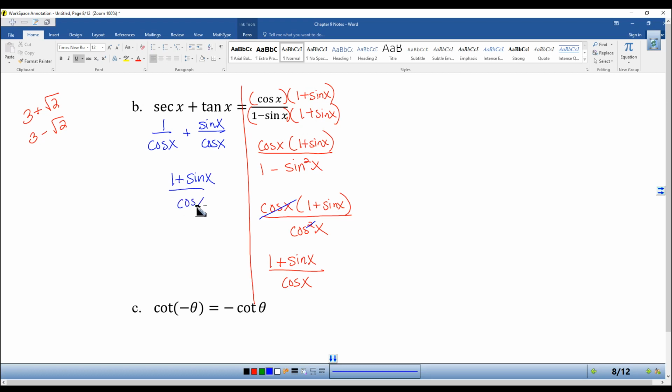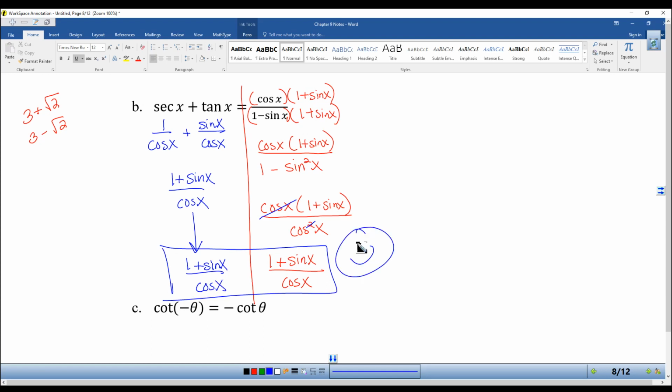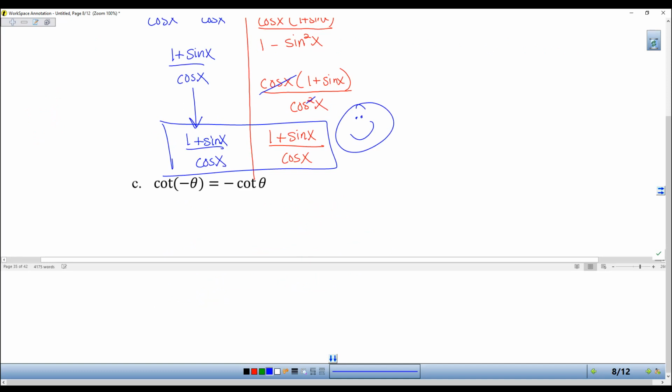My point is going to be that it doesn't matter at what point you get these two to look the same. If at any point side A looks like side B, you're done. So it's not that you have to take side B and always make it look like side A or always get side A to look like side B. This is another option. All right, letter C. So I see a cotangent. I always change things to sines and cosines. So I'm going to change this to cosine of negative theta over sine of negative theta. Remember that cosine of negative theta, you can look back on your sheet, is the same as cosine of theta.